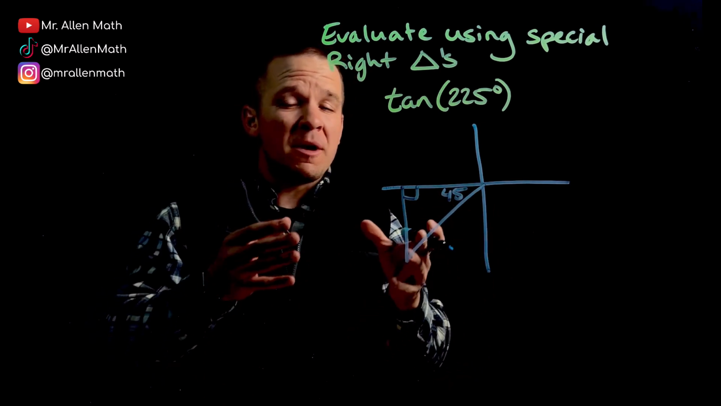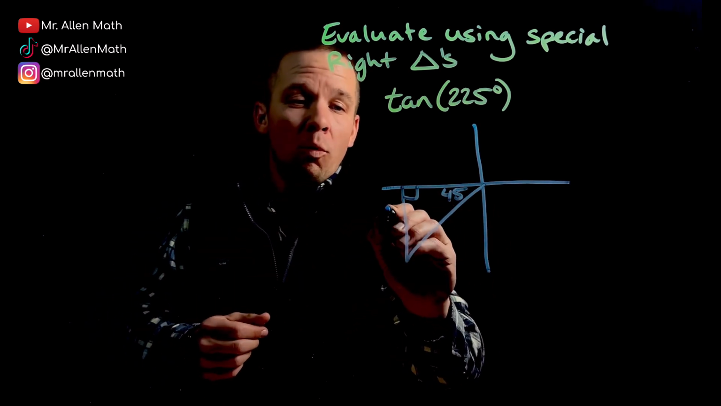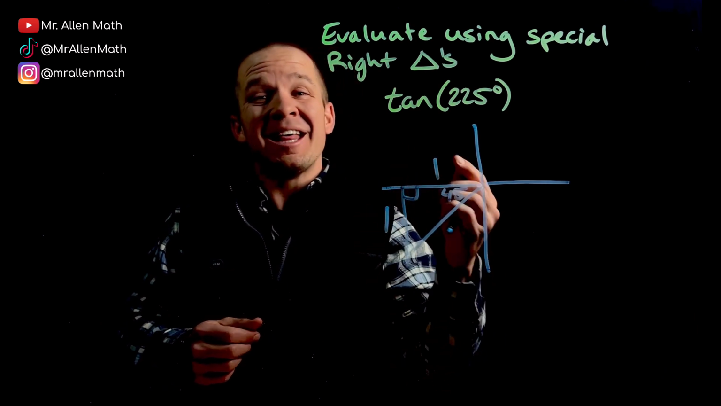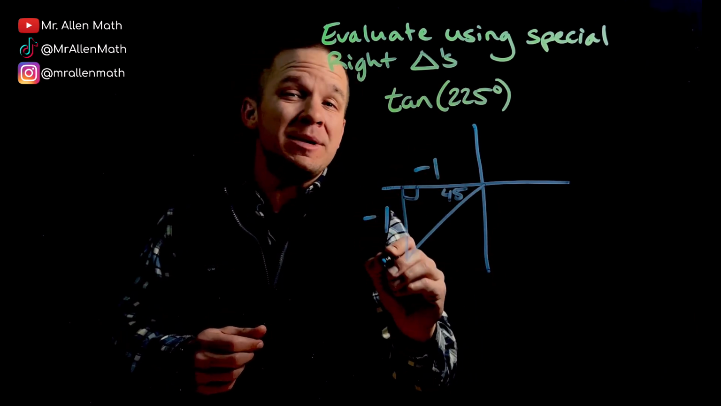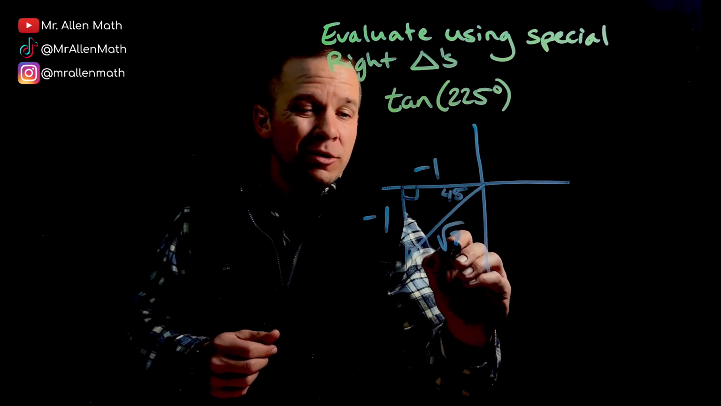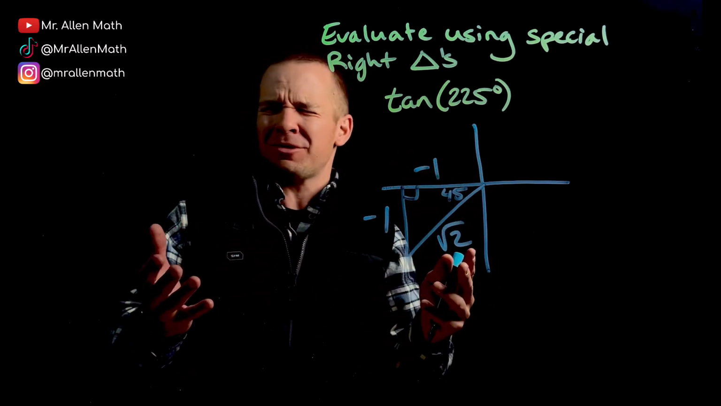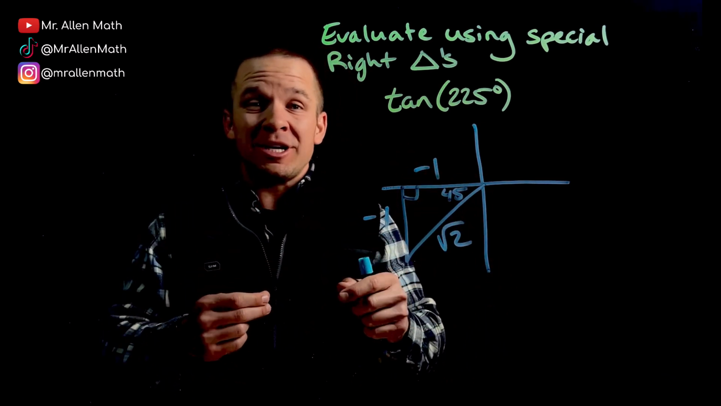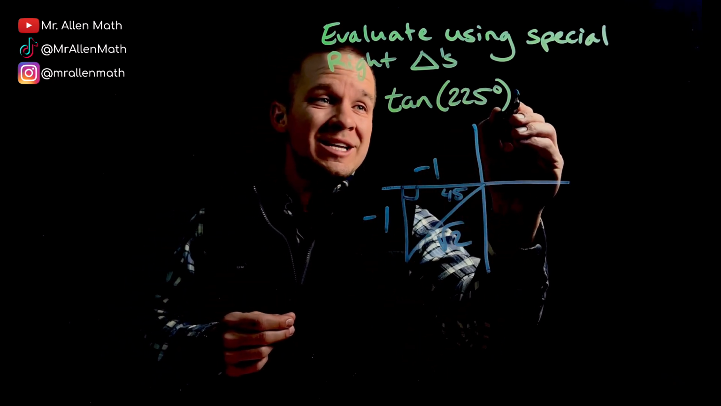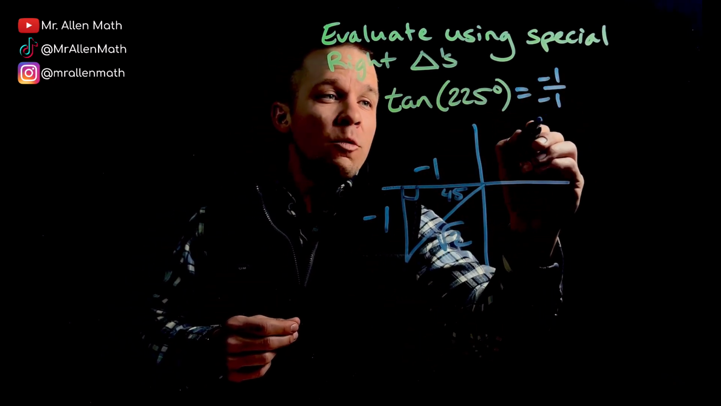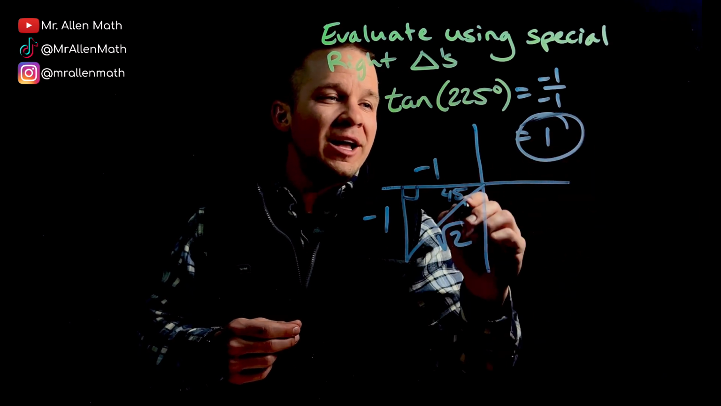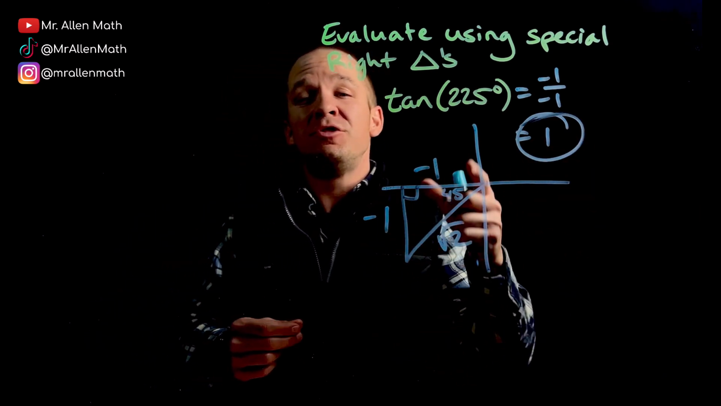Now, what's across my 45-degree angle? It's going to be 1 and 1. But because we're in the third quadrant here, both of these need to be negative. And then my hypotenuse, which really doesn't matter for tangent, is root 2. But just for fun, right? So tangent is opposite over adjacent, which is -1 over -1, which simplifies down to 1. So my final answer here is +1 for tangent 225 degrees.